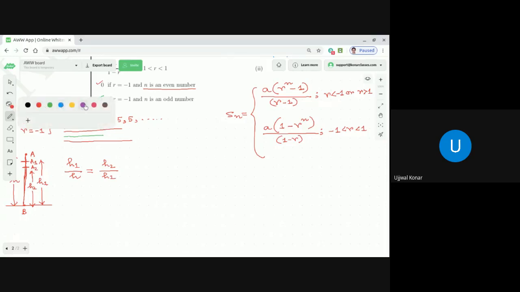Dear students, what I'm saying is that if r is less than 1, then what is the sum up to the first n terms? Which formula will we take? We'll take this branch, na? Sn is equal to a into 1 minus r power n by 1 minus r. Correct or not? Yes. Clear or not clear? Yes. Now here, what is r? r is less than 1. Correct or not? Clear or not clear? Yes. Okay.